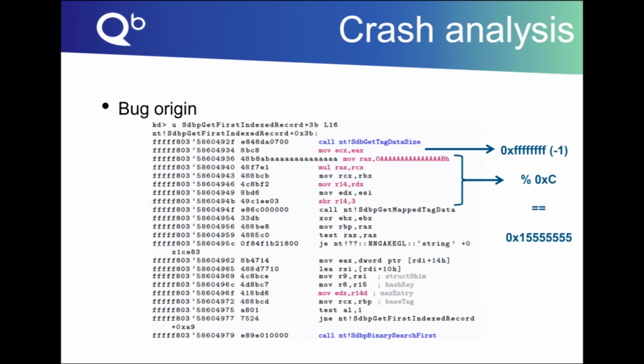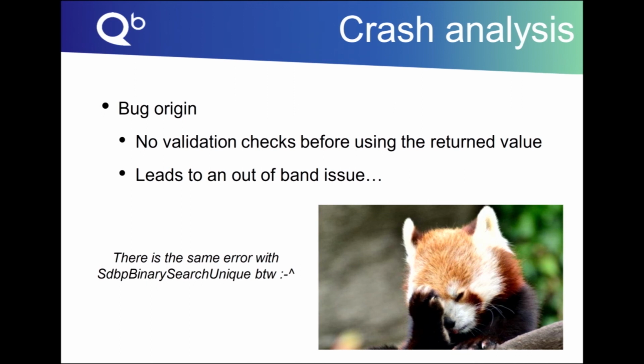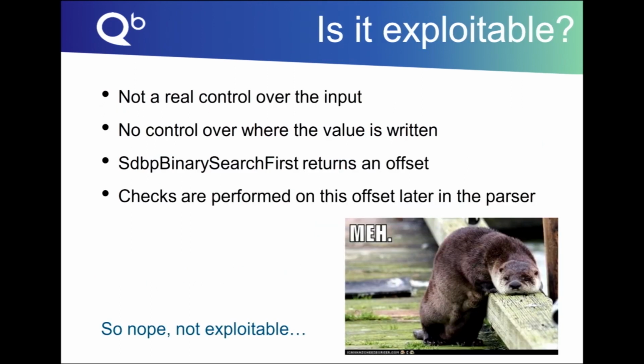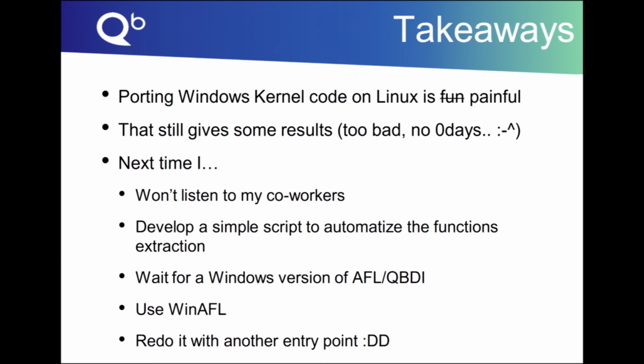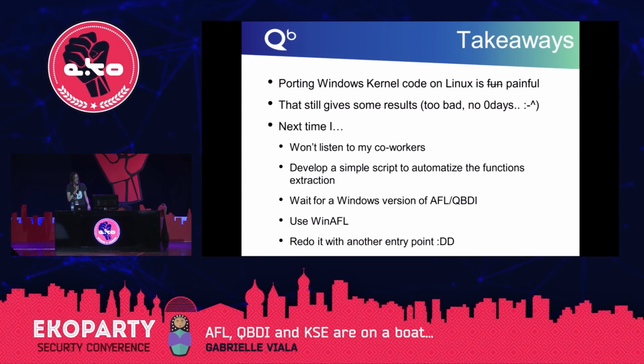And I will go quick here. In fact, there is no validation. So yeah, it leads to an out-of-bound issue. And oops, the thing is, it's not exploitable because we don't have real control over the input. We don't have any control over where the value is written. The SDBP binary search first function returns an offset that is checked a bit later. So I didn't find any way to exploit it.